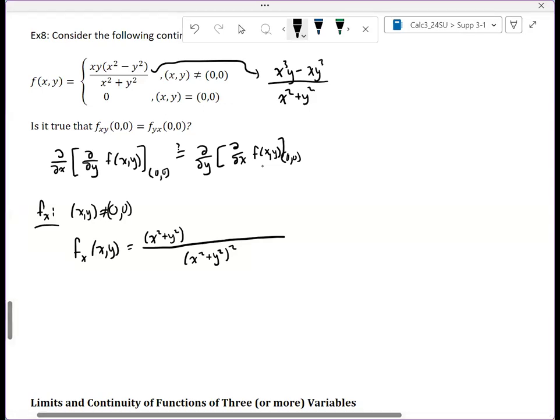So I have bottom times the derivative of top with respect to x, which is going to be 3x squared y minus y cubed, again just treating y as a constant. So that's bottom times derivative of top, minus top, x cubed y minus xy cubed, times the derivative of the bottom with respect to x. The x squared differentiates to 2x. The y squared is treated as a constant, and that constant term just differentiates to 0.